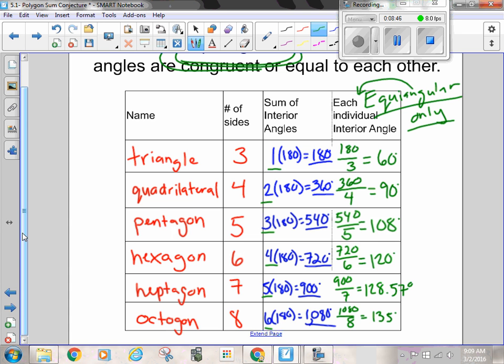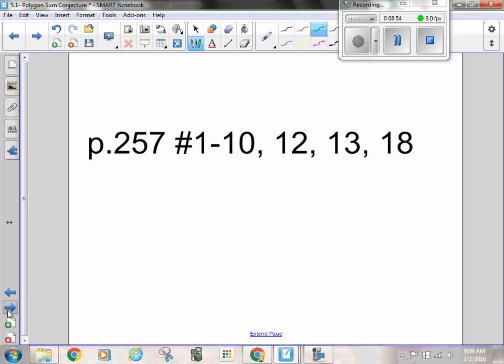Now that only works when it's equiangular and each of the angles is congruent to the other ones. Keep that in mind. All right, here's your practice for this, and we will see you guys later.